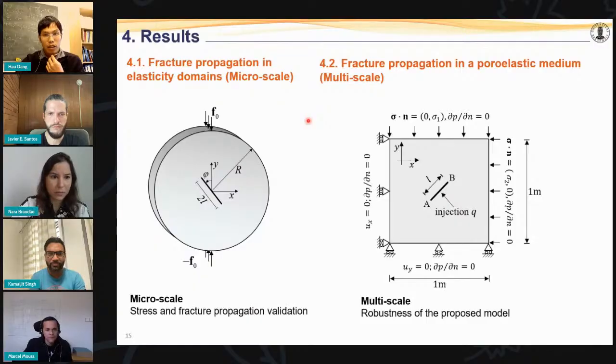So in the numerical section, I will present two examples to show the accuracy and robustness of my present model. The first is for micro scale validation purposes. I consider a compressed rock disk with an existing fracture, and for the second one, I consider a porous media domain with geometry and boundary conditions shown here.